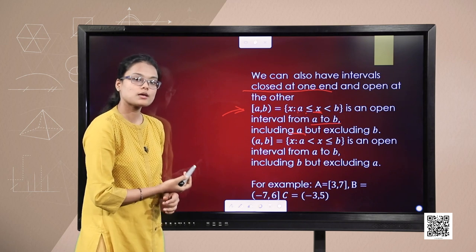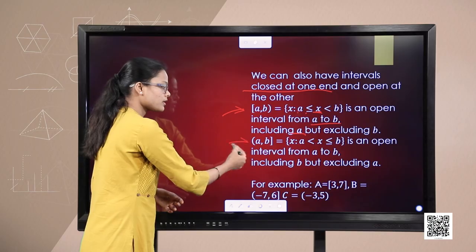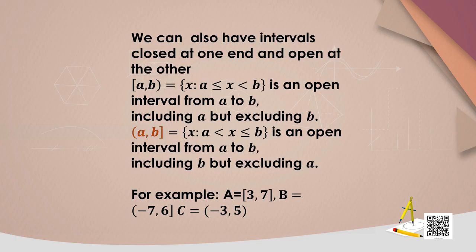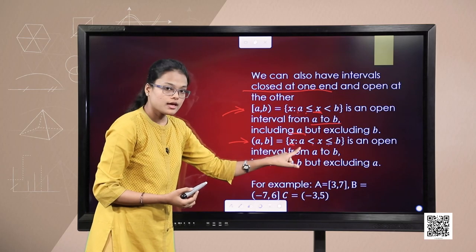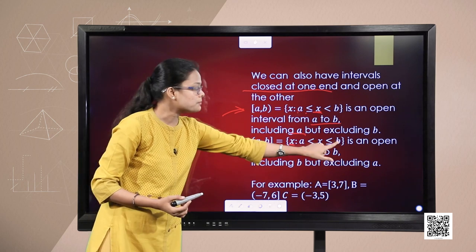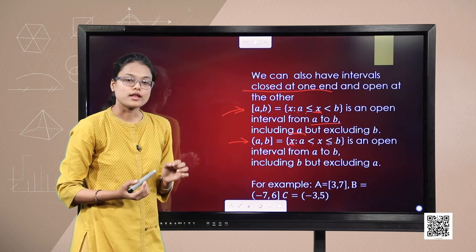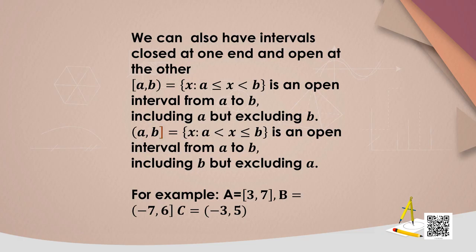Similarly, we can have a semi-open and semi-closed interval, where it is open from the left but closed from the right. It is the collection of all those real numbers which are greater than A but less than or equal to B. Here, A is not included, but B is included. So, whenever a point is included, a square bracket will be used, and whenever the element is not included, we will use a curved bracket.